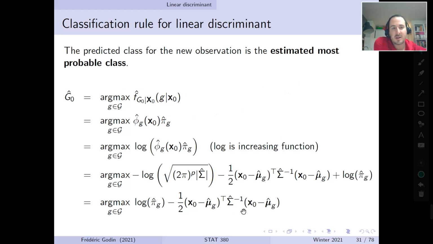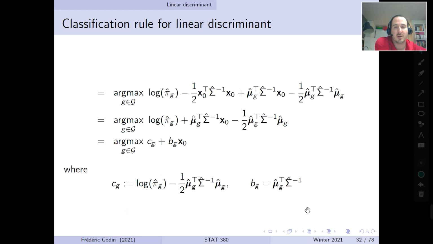So what we do to go from here to here is the following. We simply expand this square, this product of three terms. It can be decomposed into four terms: x0 times this times x0, plus minus mu times this times x0, plus x0 times this times minus mu, plus minus mu times this times minus mu. We can expand this product and get the following quantity. We still have the first quantity, the log of pi hat, and this is the term where we have x0 and x0. At the end is the term where we have mu and mu.